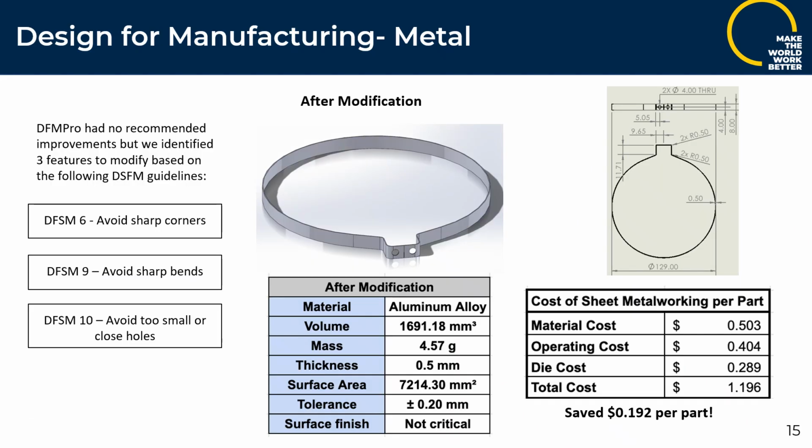Even though DfM Pro gave us no recommended improvements to our design, we identified 3 aspects of our design that we felt could be further improved based on the following design for sheet metal guidelines. These guidelines were number 6, which is to avoid sharp corners, number 9, to avoid sharp bends, and number 10, which is to avoid small holes or too close holes. Following implementing these redesigns, we recalculated a new cost per part, which we determined to be $1.96, saving an overall of 19.2 cents per part.